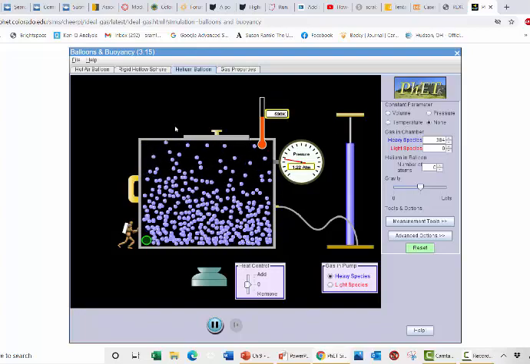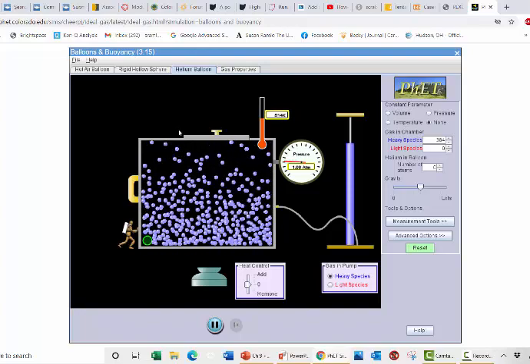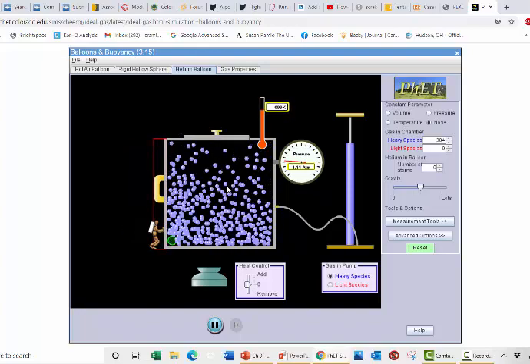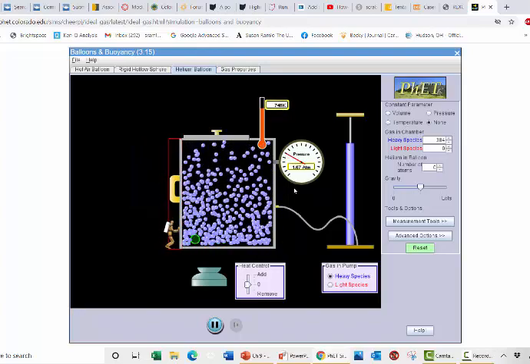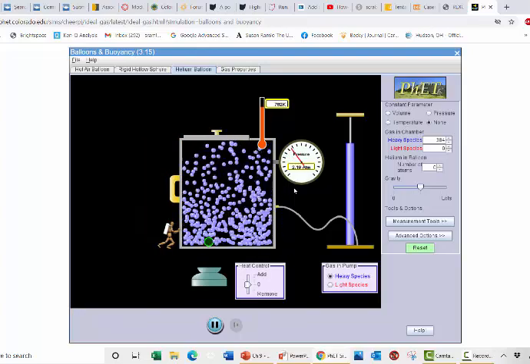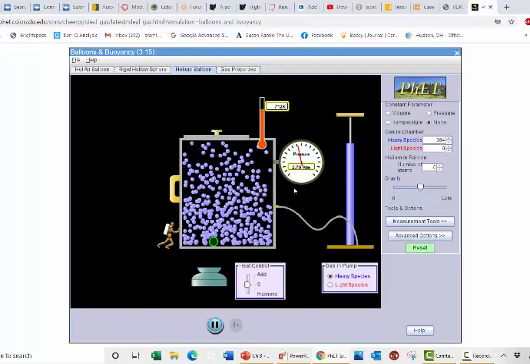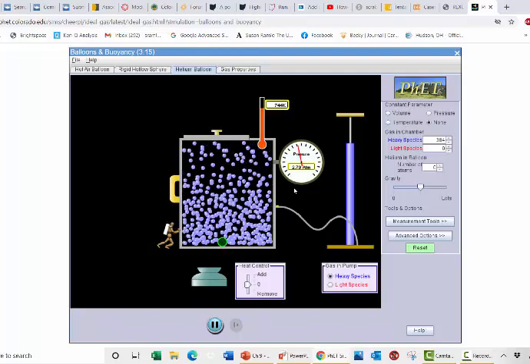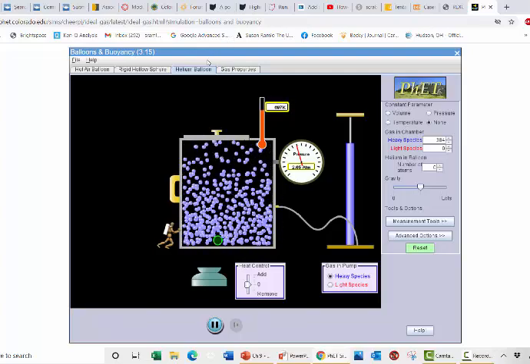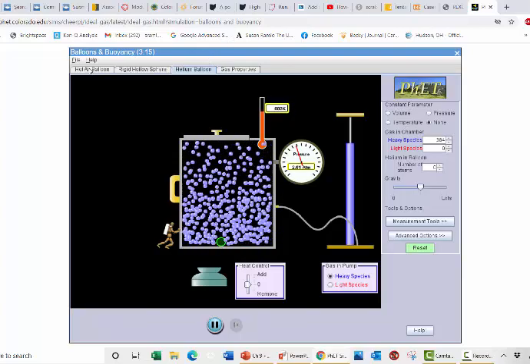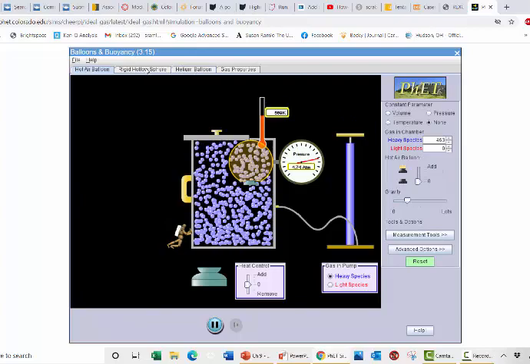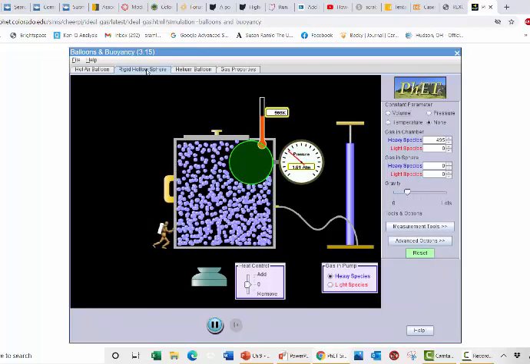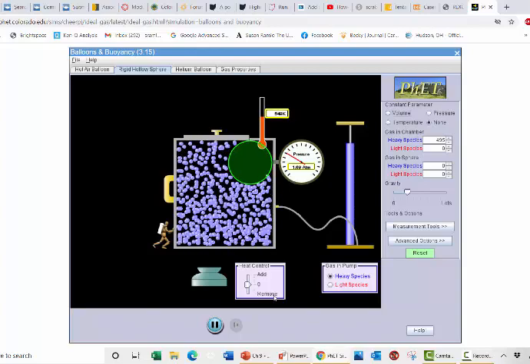We can see that it's acting a little differently, and then I can compress it. So what's happening, and why is it that this balloon is acting differently than our much larger hot air balloon or our rigid hollow sphere? Balloons can at least be a little squishy.